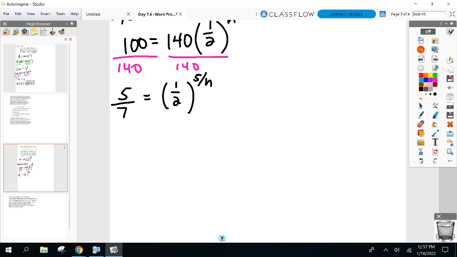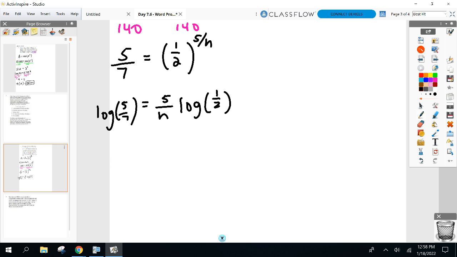Next move. Come on, dig deep. Take a log. Log 5/7 equals log of 1/2 to the 5 over h. I'd probably preferably just bring that 5 over h to the front, and then log the 1/2. There we go. What do you got? 5 times log 1/2, and then divide by log of 1/2.